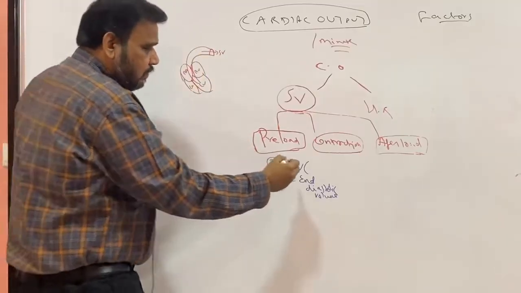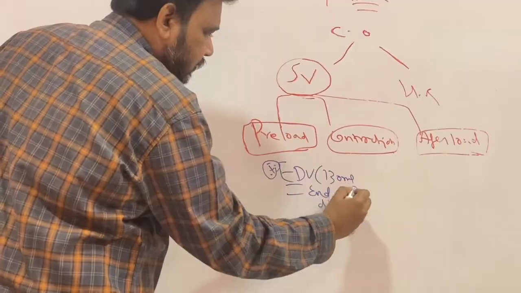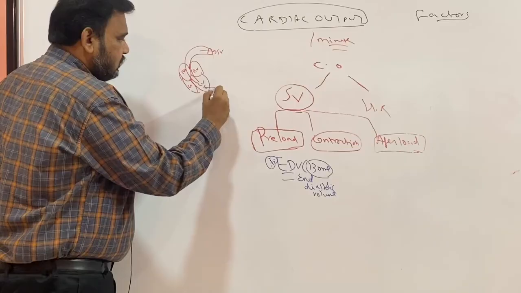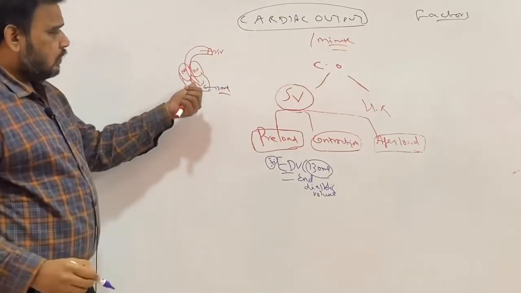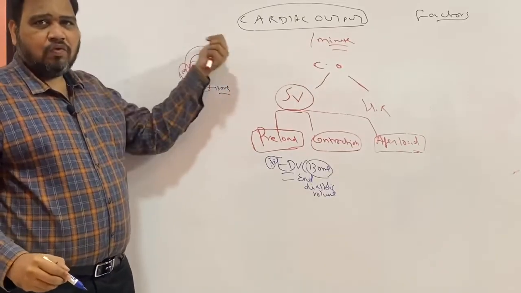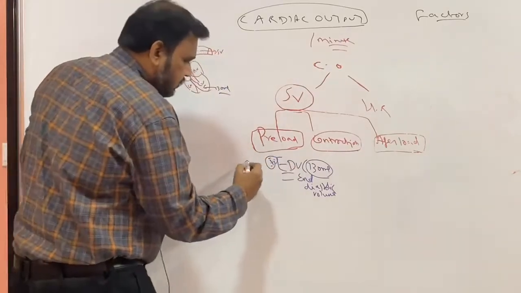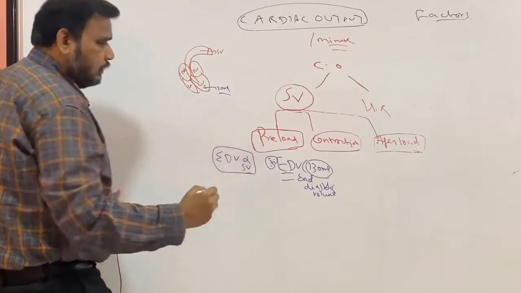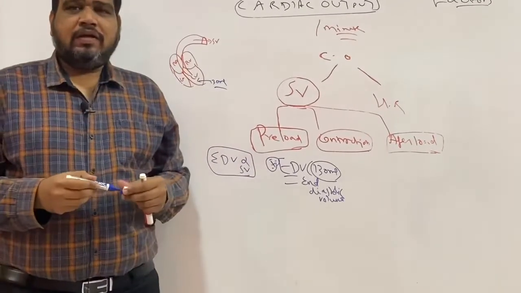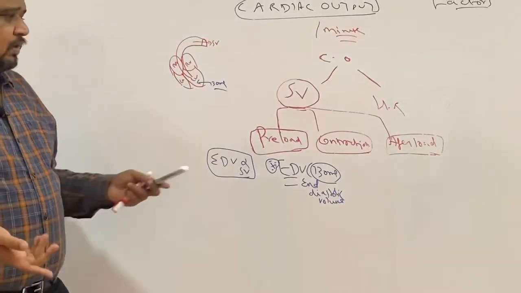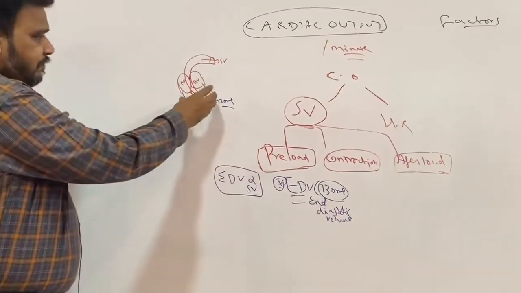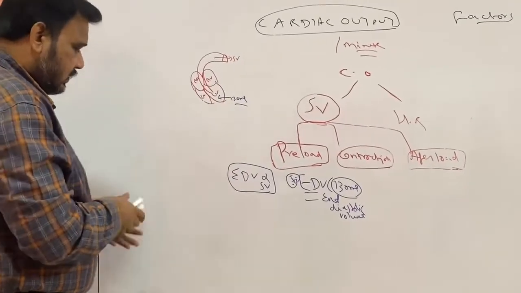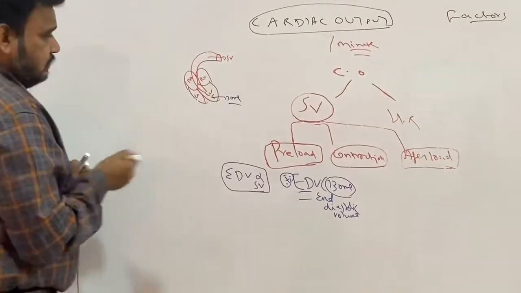For example, imagine the normal end diastolic volume is usually 130 ml. When the end diastolic volume is 130 ml, out of that 130 ml only some part goes out as stroke volume. End diastolic volume is directly proportional to stroke volume. Now the next question: why does an increase in end diastolic volume increase the stroke volume? Very important, this is called Frank-Starling's law.